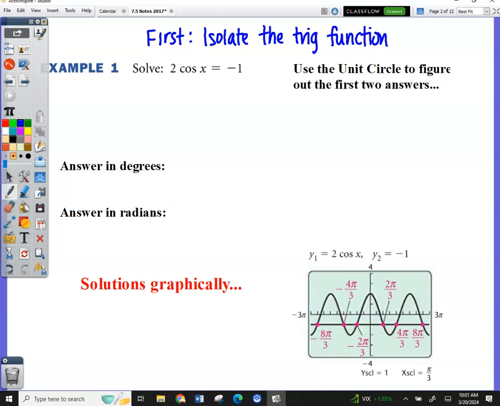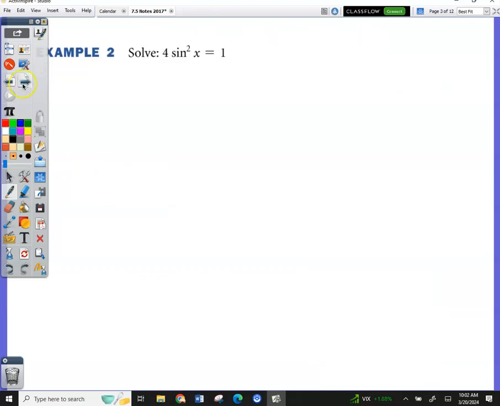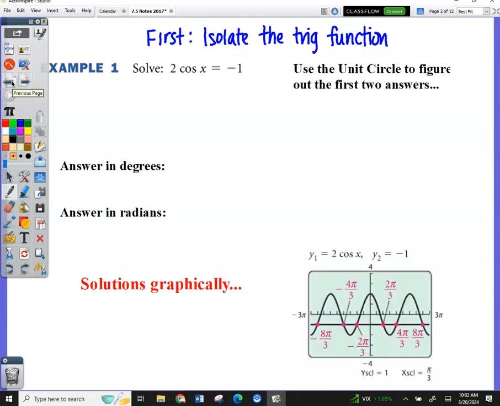Look at what we're looking at here. Notice the equation, you've not seen it before. 2 cosine x equals negative 1. I'm going to go ahead to the next one. 4 sine squared x equals 1. These are trig equations. So it's equations with trig functions in it. Okay? This is what we're doing now.